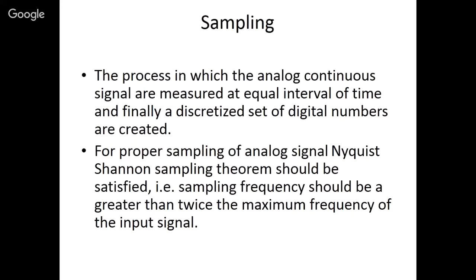Next, let us come to the analog signal, just the beginning. After that, we have done the sampling. If we have got the analog signal, how do we do the quantization and get the digital signal? How will we convert the analog signal into the digital signal? Sampling, you know, is the process in which the analog continuous signal is measured at equal intervals of time, and finally we get the discretized signal or the digital numbers. So this is known as sampling. Sampling involves the quantization also.